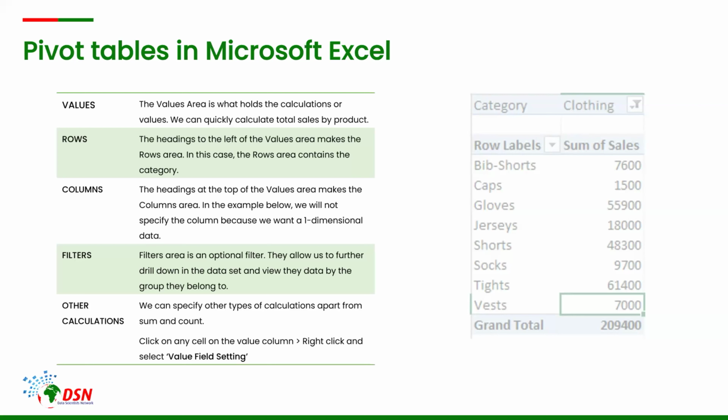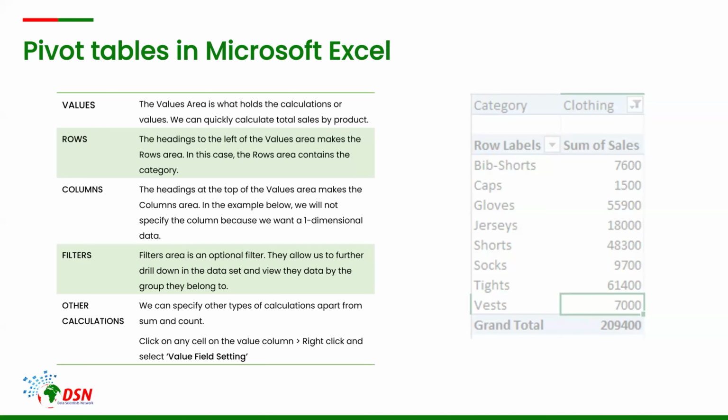So here I've categorized it by category, and you can see that what I'm viewing now is clothing, and all the data that is there is about clothes, and I can see the sum of their sales. All the bib shorts that have been sold are worth 7,600. All the caps that have been sold are worth 1,500. And then it further went ahead to do a sum of the grand total for me. And that is that about pivot table.